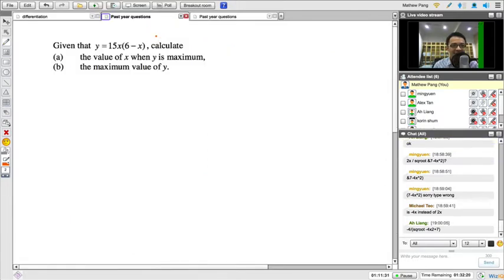Okay, can all of you have a look at this one? Okay, congratulations to Aliang. Alright, so have a look at this one. Just now what I said is that dy/dx means gradient, right? Gradient function, which means m. I always love to use m to represent gradient because everyone knows y equals mx plus c.